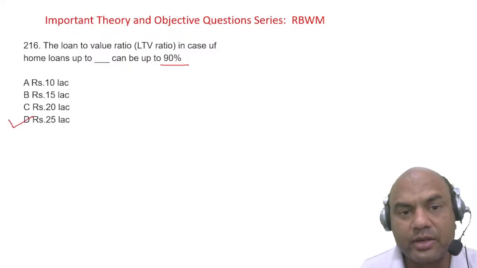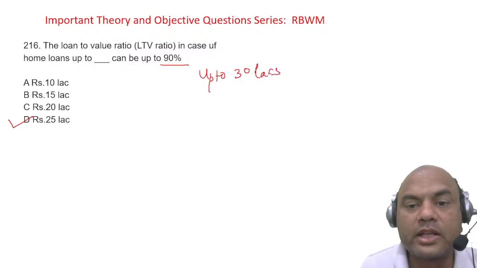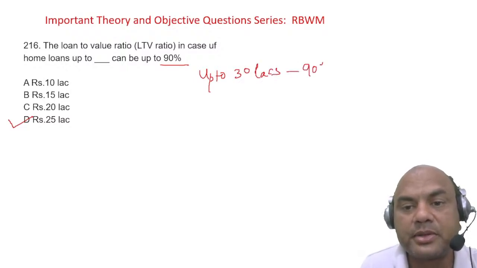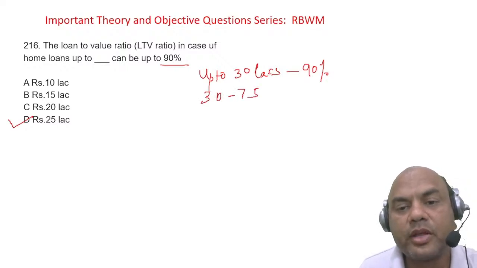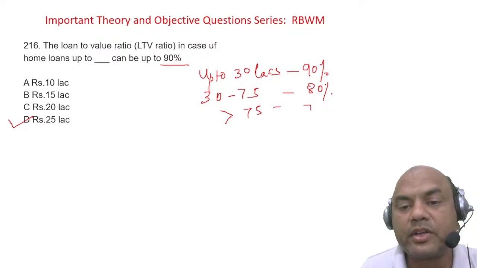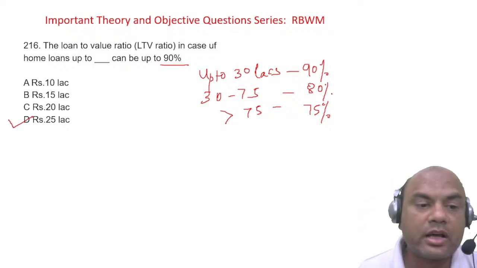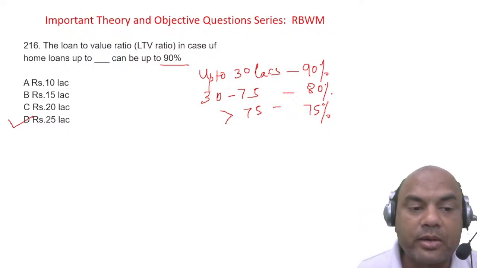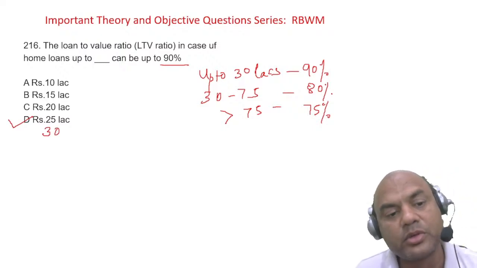I'll give you the RBI figure. RBI says up to 30 lakhs, you can give up to 90%. 30 to 75 lakhs, you can give up to 80%. And above 75 lakhs, you can give up to 75% only. That is the RBI figure. So here, if this option comes, even this option would have been 30 lakhs. You should have ticked on 30 lakhs. So both of them are allowed.